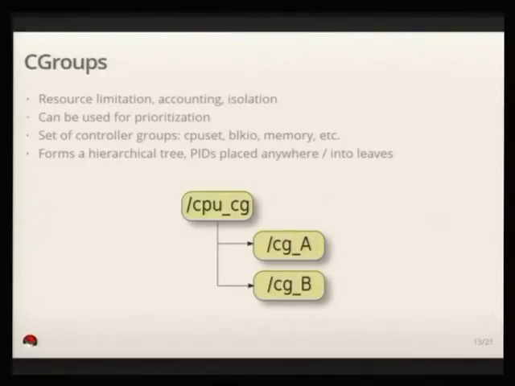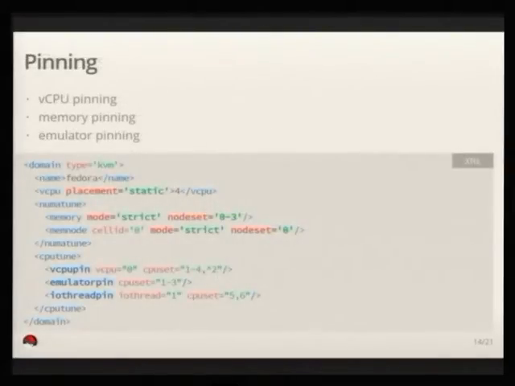The cgroups form a hierarchical tree, but there has been some work in this area lately in the kernel, so maybe this will be obsolete soon. Previously, you could place the process anywhere within the tree. With a new approach, you can place them only into leaves, but we don't need to get too low level here. So how does Libvirt use these when trying to performance boost your virtual machine? We use it for pinning. So imagine this big host with many CPUs and many memory nodes or chunks of memory.